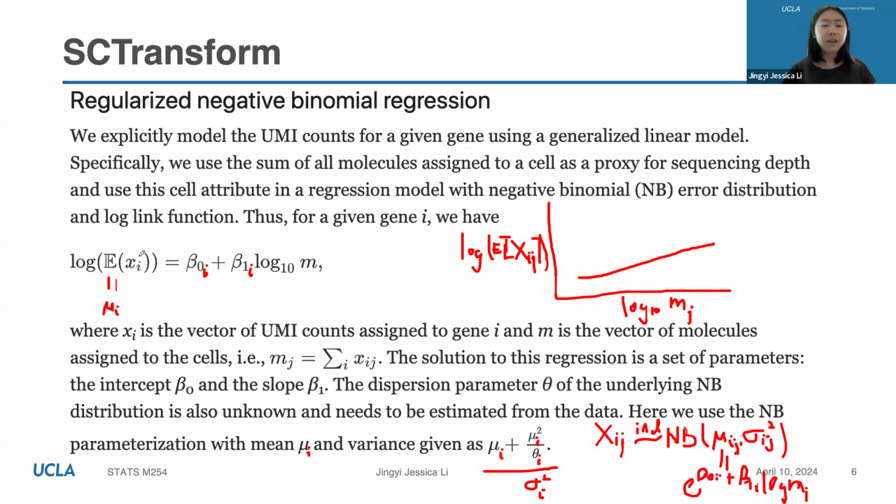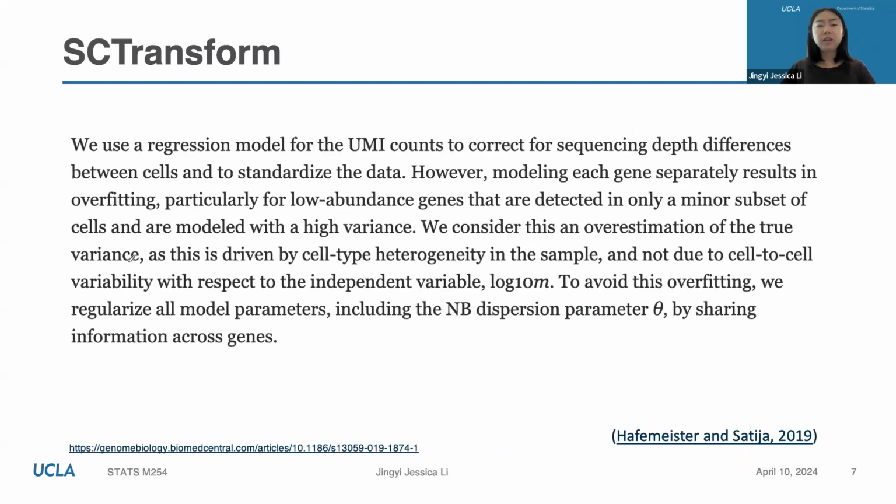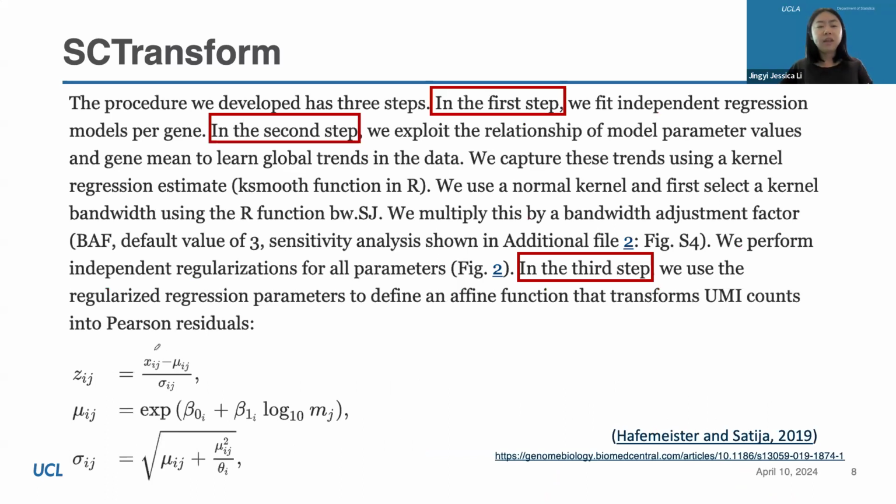So what I mean here is that essentially we want to add J here and J here to mean this is the equation for cell J. Then this becomes mu ij. Okay, so this is the mean, the expectation of xij. Then once you have these, you just standardize your xij by subtracting the mean and dividing it by its standard deviation.